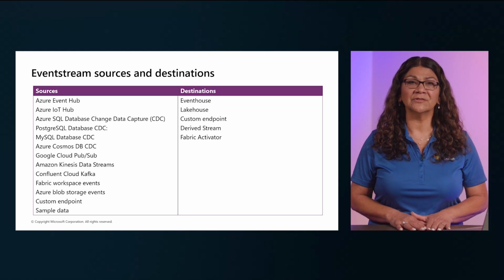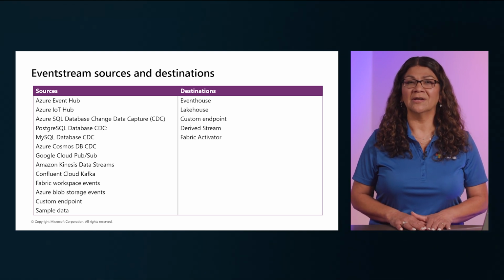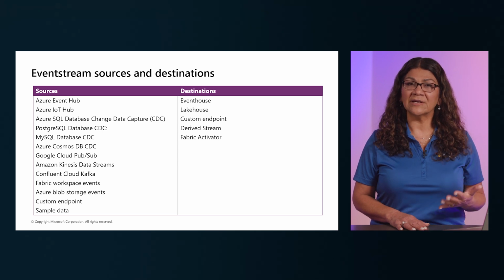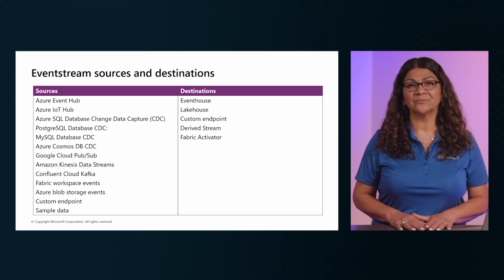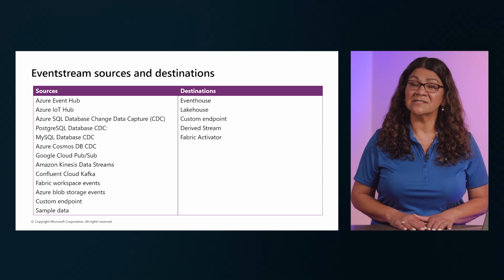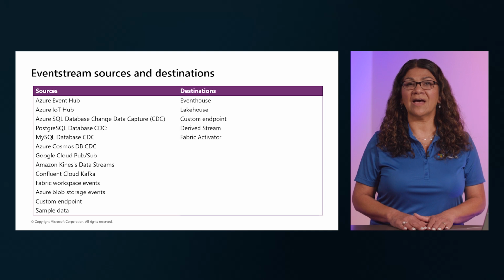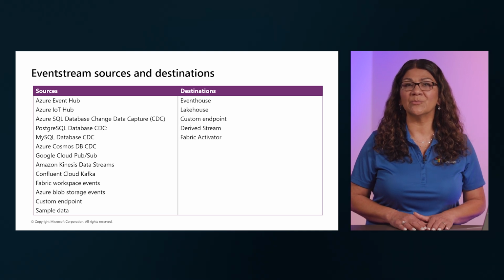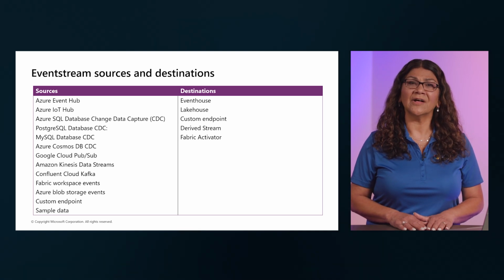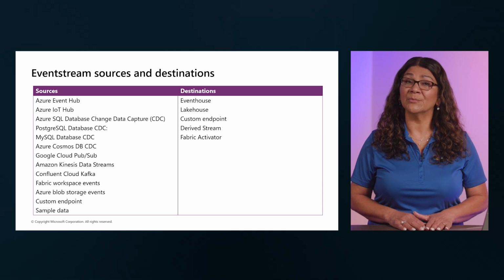There are a few different sample data sets to choose from, like IoT, retail, or finance. You can also adjust the frequency and duration of the sample data generation. Microsoft Fabric Event Streams also support the ability to send data to the following destinations in an enhanced mode.